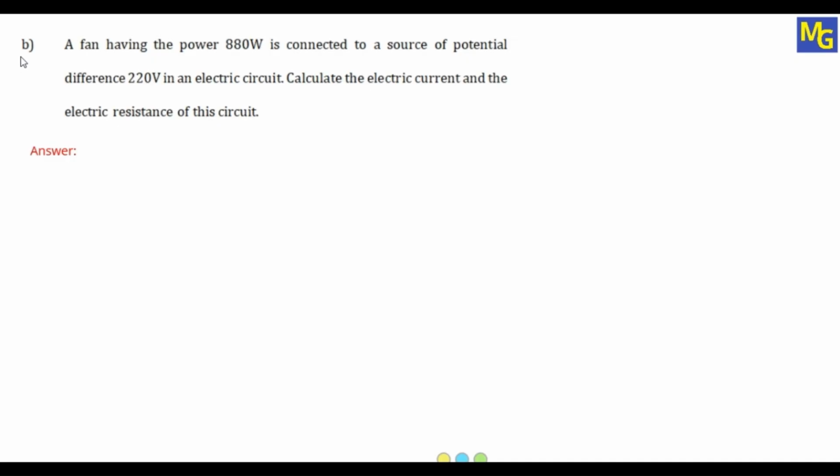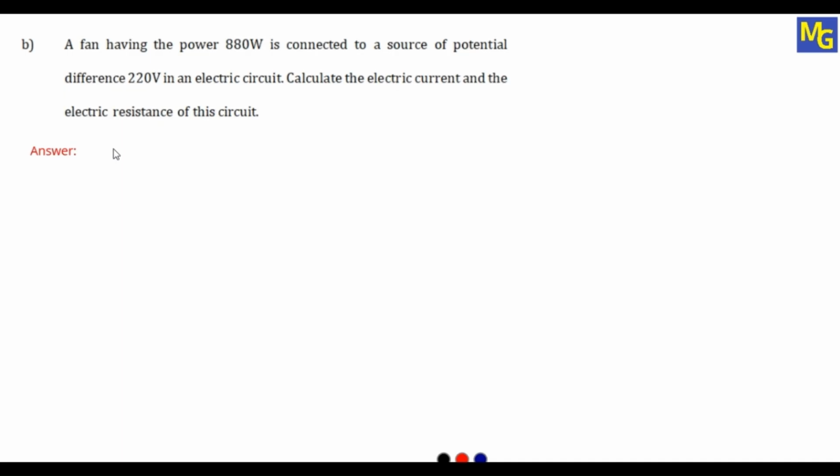Now the next is B. A fan having power 880 watt is connected to a source of potential difference 220 volt in an electric circuit. Calculate the electric current and the electric resistance of this circuit. So there is a circuit in which there is a fan and a voltage, that is potential difference 220. So fan power is 880, potential difference is 220. We have to find out the electric current and electric resistance for the whole circuit.